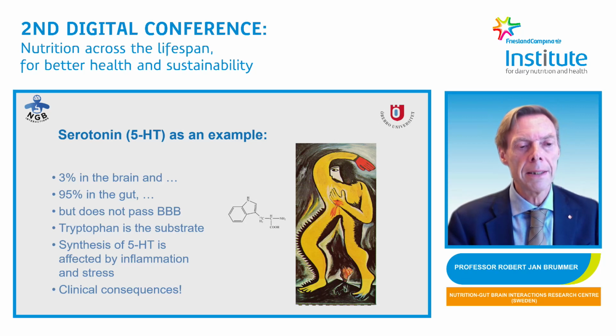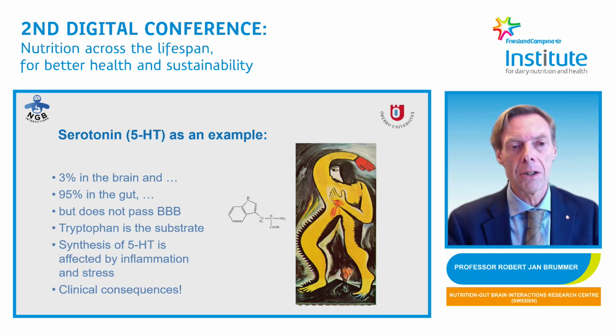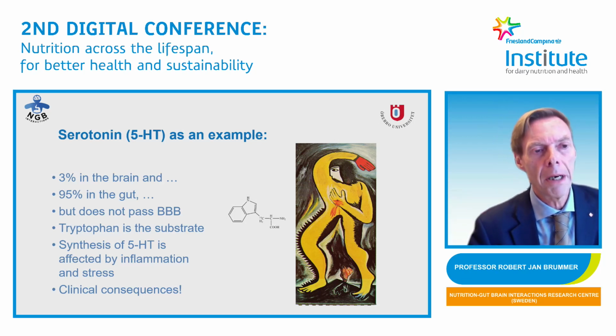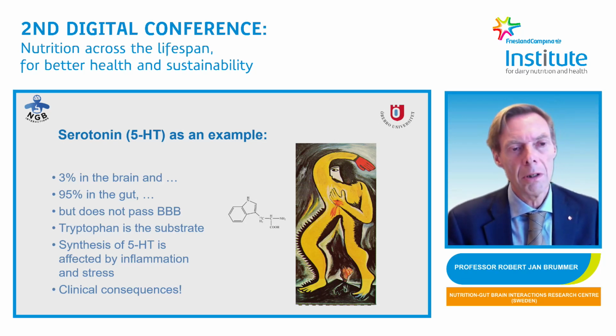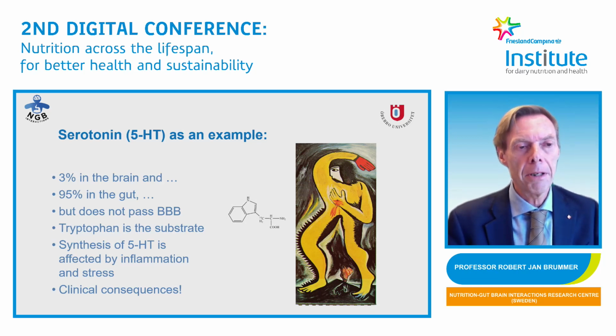And we know that the synthesis of serotonin out of tryptophan is heavily affected by, for example, inflammation and stress. That's one of the reasons inflammation and stress have an effect on the brain by gut-brain interaction. I will also show an example of that a little bit later in my talk. So this really has clinical consequences. A little bit more about serotonin and experiments we did quite a while ago, but which are classical experiments today.